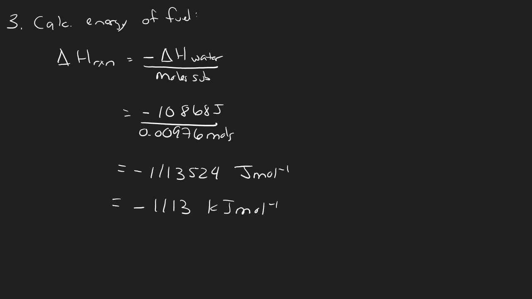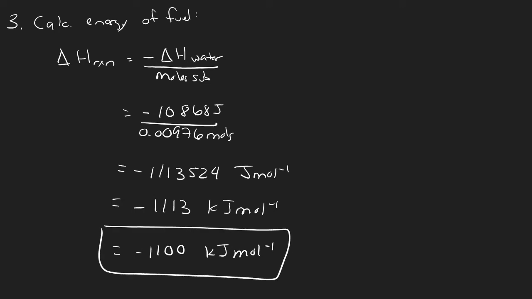Do not forget your significant figures. If you forget how to do sig figs, please reference the video on how to do significant figures. But the rule of thumb is the lowest sig figs in the information given to you is how many sig figs you have to produce. Going back, you had 200.00 grams. That was 5 sig figs. 13.00 degrees Celsius, 4 sig figs. 0.45 grams, 2 sig figs. So your answer needs to be in 2 significant figures. So negative 1100 kilojoules per mole is the correct answer.